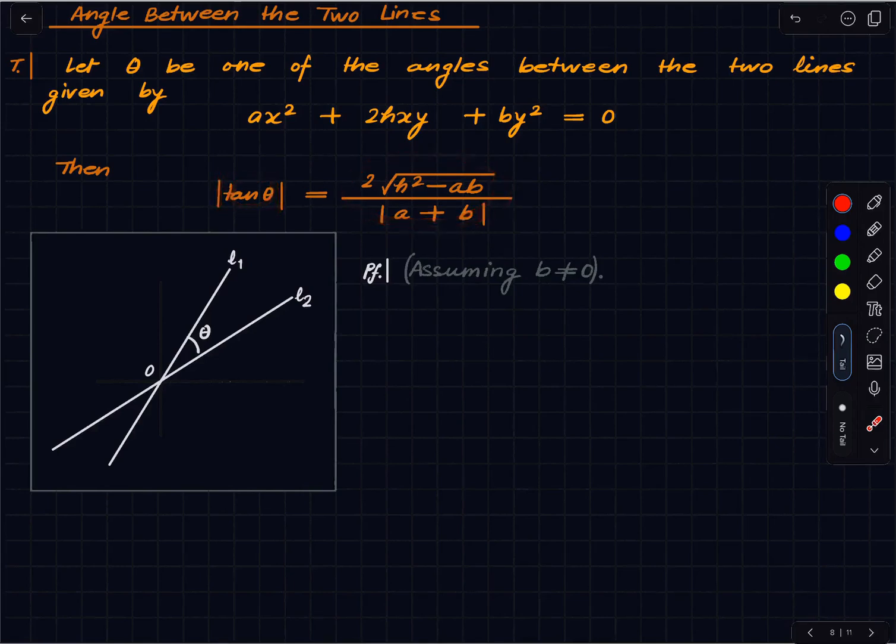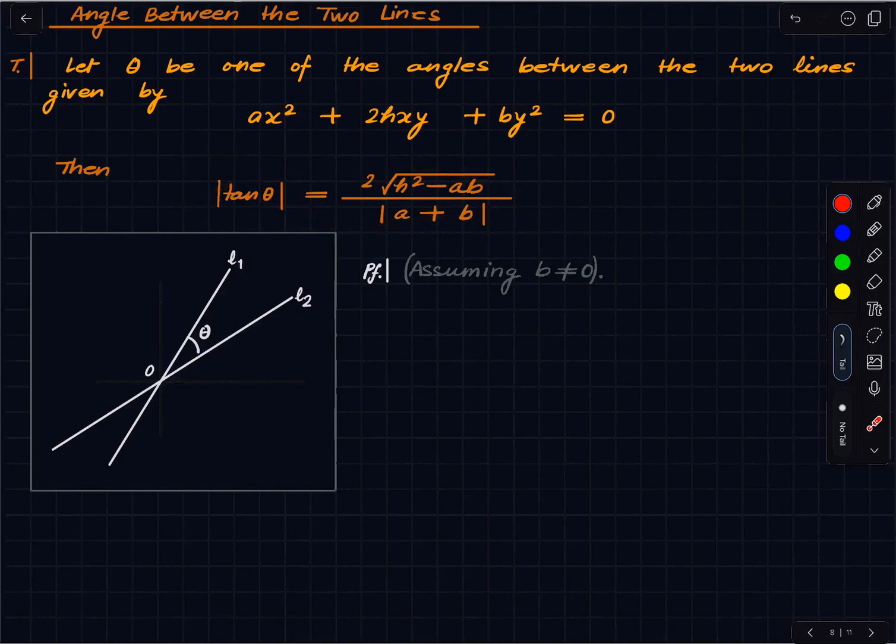We couldn't have said that tan theta is equal to this expression, because theta is a bit ambiguous. Theta is either this or that. So the best we can say is in the absolute value. Or you could say tan theta is either this with the positive sign or this with the negative sign, depending on whether you're talking about this angle or the other one. There are two angles involved. Okay, so this is the expression.